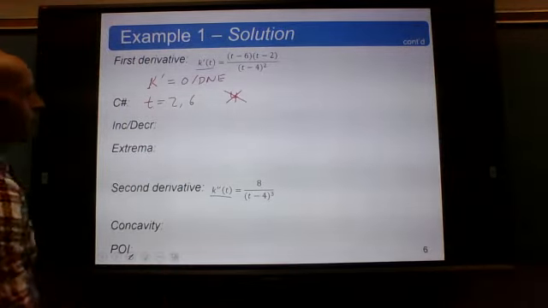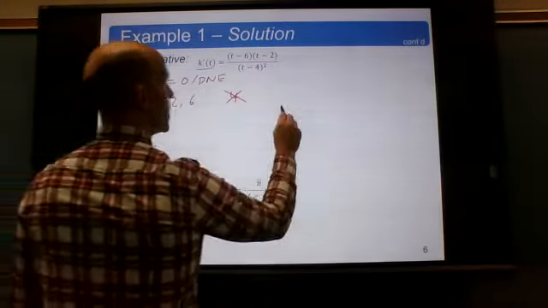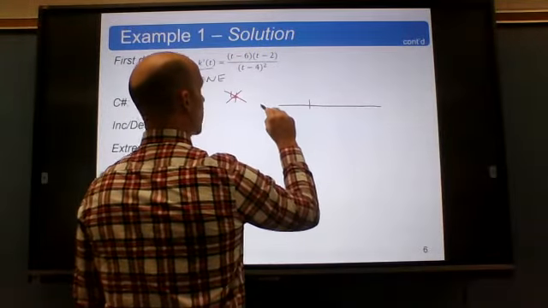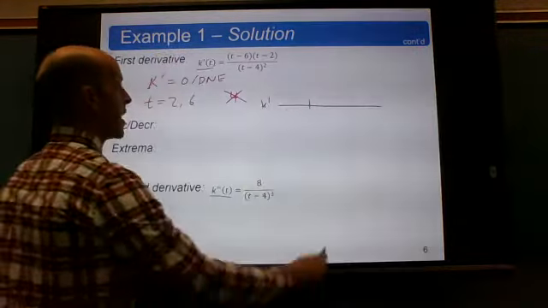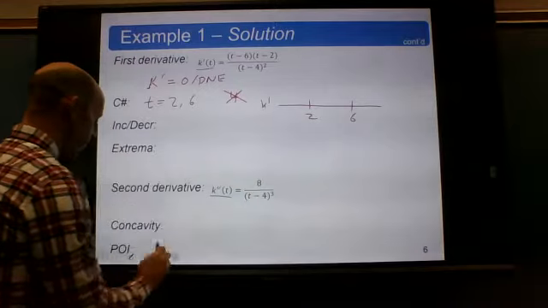So here's our critical numbers. Now we can start looking at where this thing increases or decreases. So then what we want to do here is I'll just call this my K prime graph, and I'll put my two critical numbers, and this should hopefully seem like review.